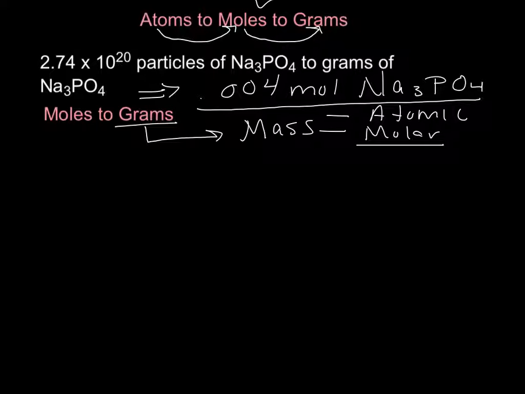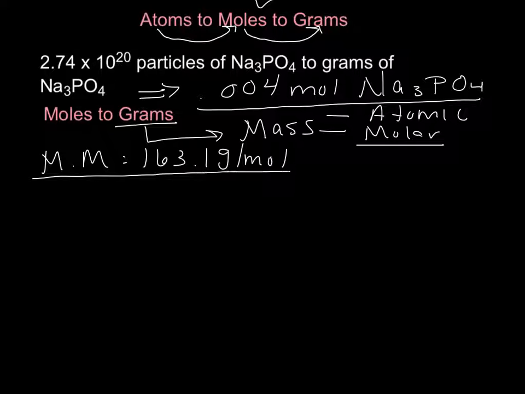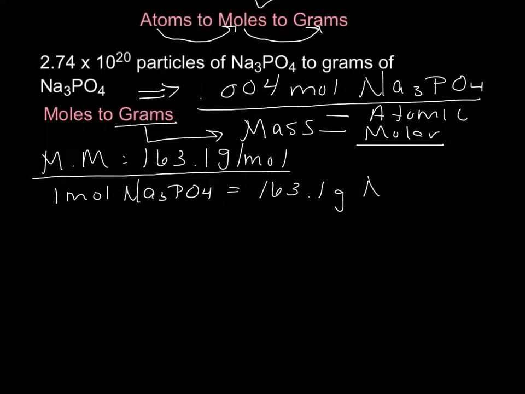Now, the molar mass of this compound ended up being 163.1 grams per mole. Okay, so now I have my molar mass. So how do I turn this molar mass into a conversion factor? Well, the conversion factor is always going to be to 1 mole, right? So 1 mole of Na3PO4, sodium phosphate, is equal to 163.1 grams of sodium phosphate.